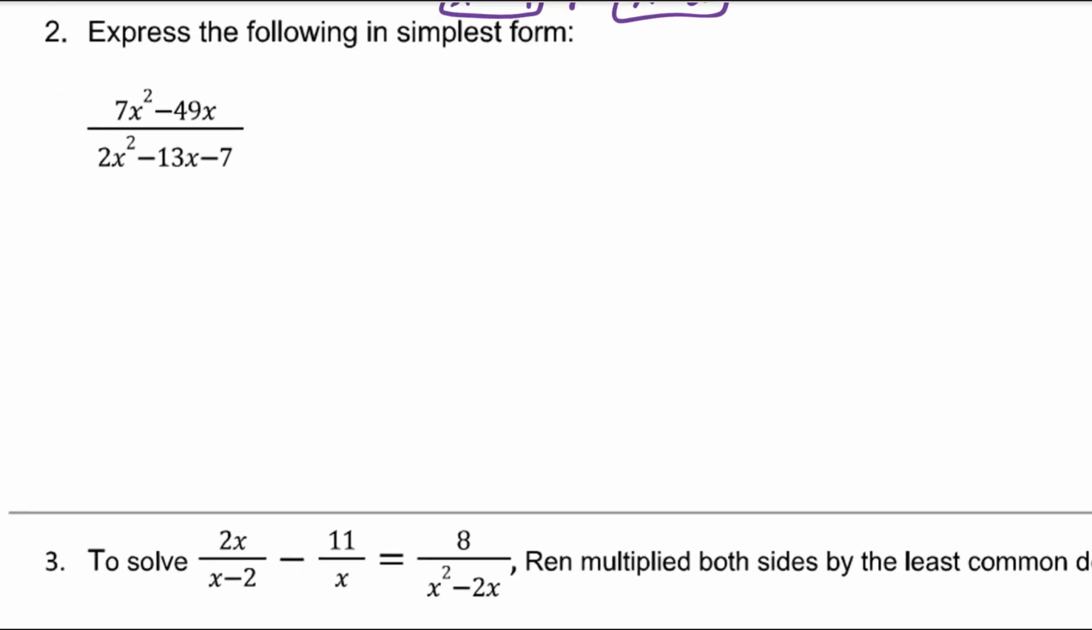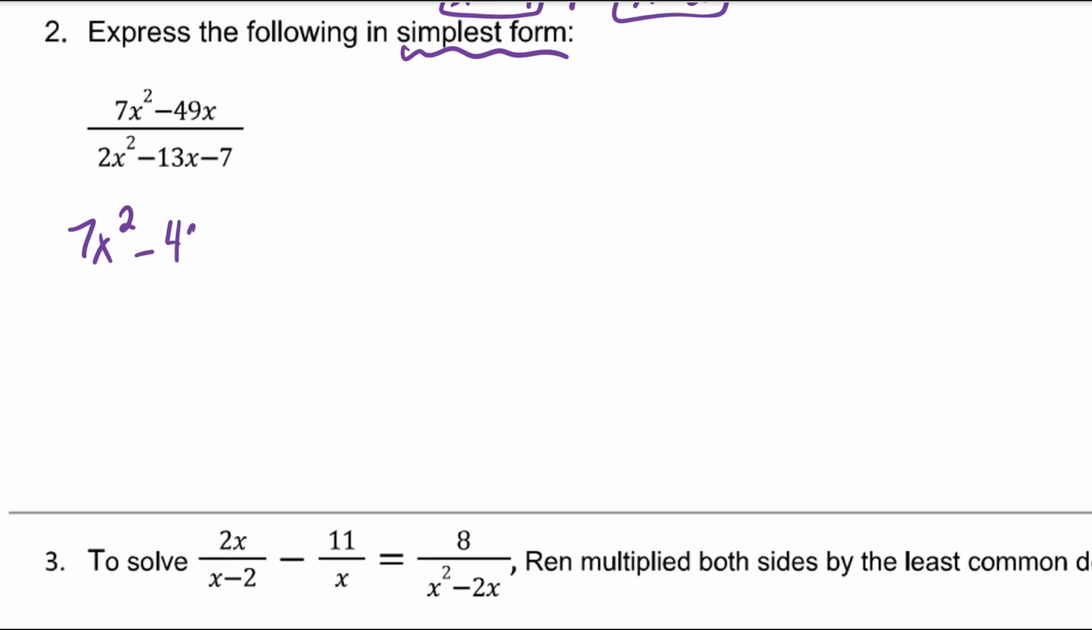For number 2, express the following in simplest form. Now there's a lot of factoring in this unit. When I see something like this, I notice that the numerator looks to be factorable and that denominator looks to be factorable as well. So let's start with the numerator. That looks a little bit easier to deal with.